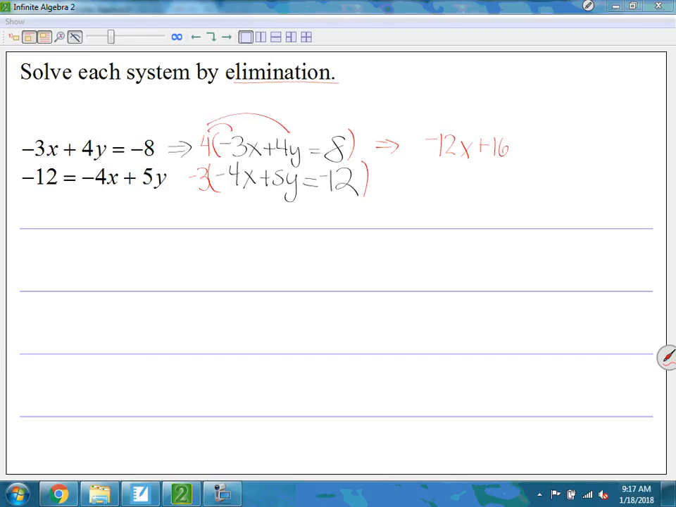Good. Because if she multiplies the first equation by 4, she'll get negative 12x, 16y, and then 32. Thank you. Yeah, and that's just an example of how easy it is to mess up. So keep a clear head.